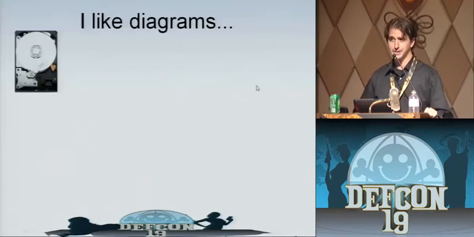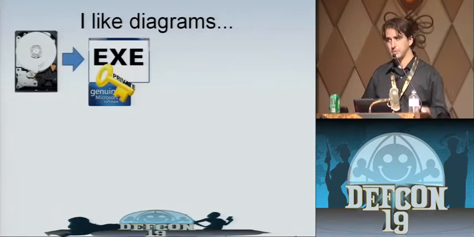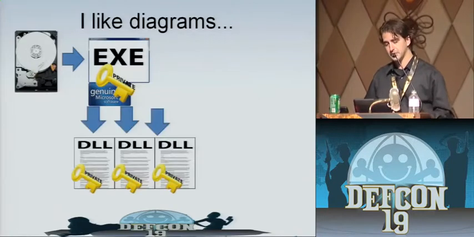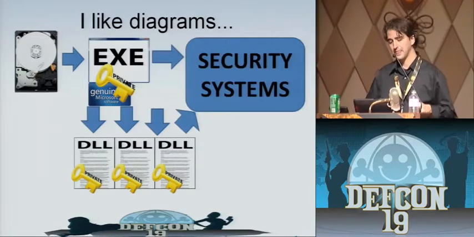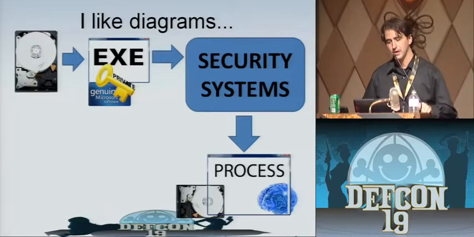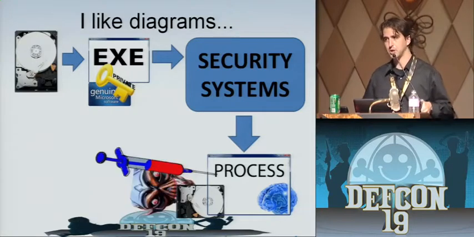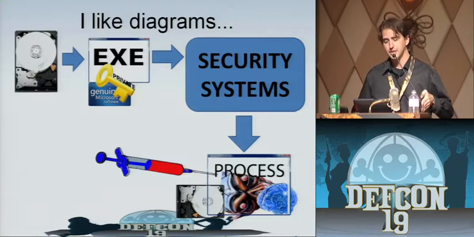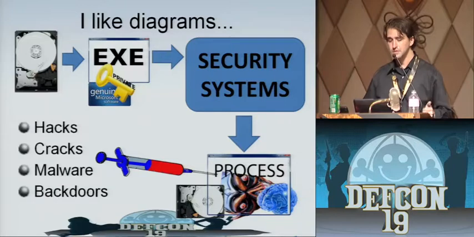So I really like diagrams and pretty things. I think it makes it easier. When you are on disk and you run an executable, it spins up a bunch of valid DLLs. They all go through the security systems of Microsoft and .NET. This all becomes a process. All the security systems have already completed, you inject in, and it drops in your attack. This is where you get your hacks, cracks, malware, and backdoors.